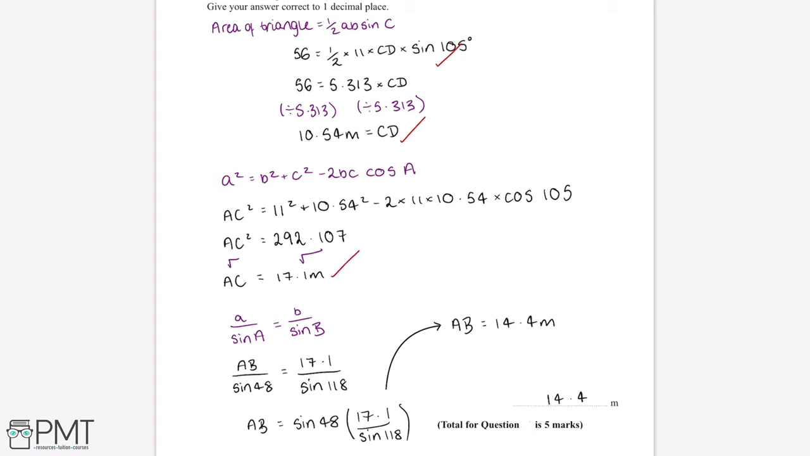We'll get our fourth mark for using the sine rule to work out the side length of AB. And we'll get our fifth mark for the correct answer to one decimal place.